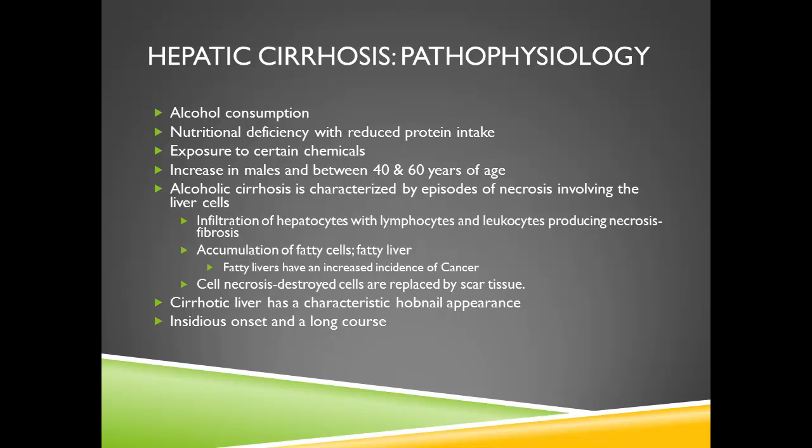Alcohol cirrhosis is characterized by episodes of necrosis involving the liver cells. Infiltration of hepatocytes with lymphocytes and leukocytes produces necrosis and fibrosis. Accumulation of fatty cells, or fatty liver, as we've been discussing. Fatty livers have an increased incidence of liver cancer. Cell necrosis, destroyed cells are replaced by scar tissue. The cirrhotic liver has a characteristic hobnail appearance, insidious onset, and it has a long, complicated course.